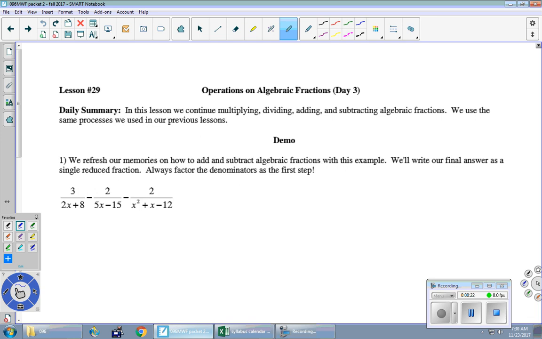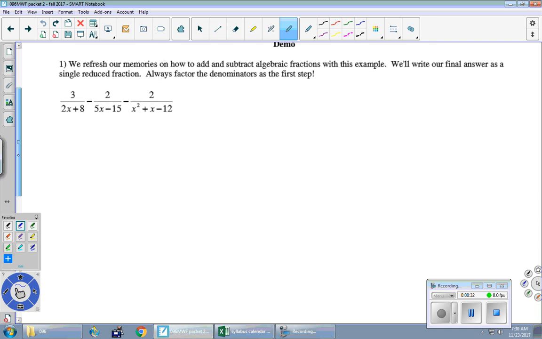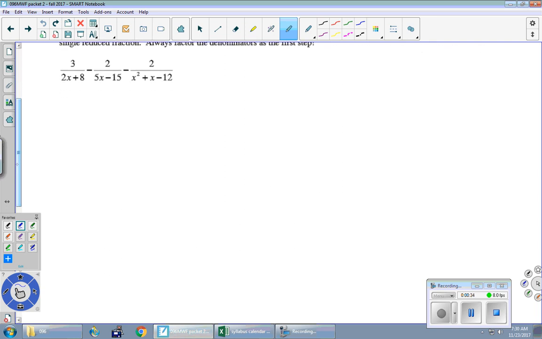Number 1, we refresh our memories on how to add and subtract algebraic fractions. With this example, we'll write our final answer as a single reduced fraction. Always factor the denominators as the first step. All right, so in this case, we have 3 fractions, 2 of which are being subtracted from the first. Factoring the denominators is always our first step for addition and subtraction of fractions. So let's give that a shot.